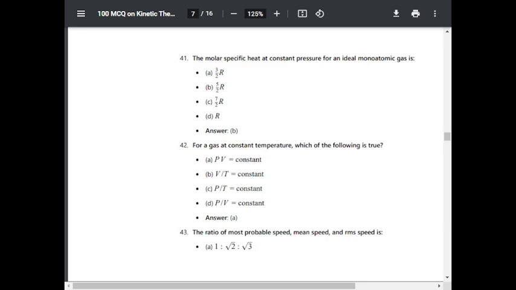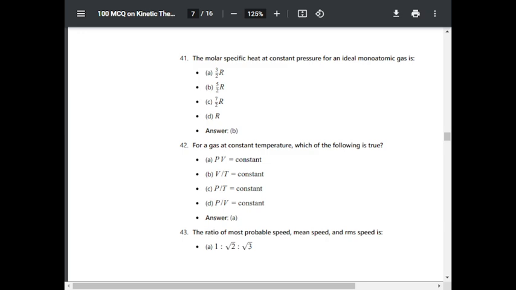Question number 41. The molar specific heat at constant pressure for an ideal monoatomic gas is: option A, 3 by 2 R; option B, 5 by 2 R; option C, 7 by 2 R; option D, R. The correct answer is B, 5 by 2 R. The molar specific heat at constant pressure for an ideal monoatomic gas is 5 by 2 R.